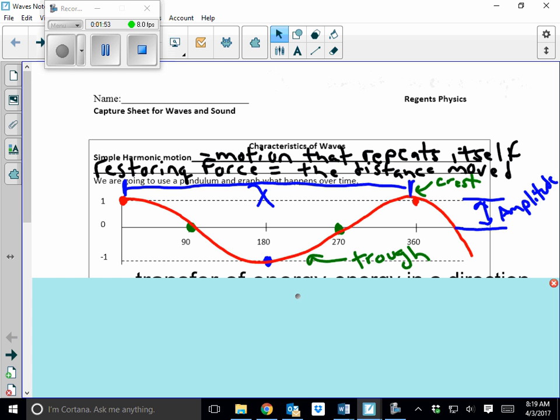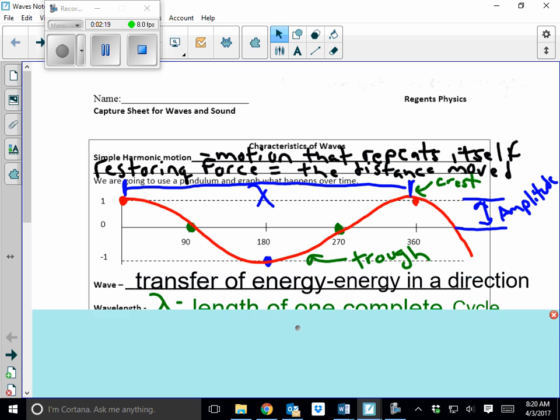In this case, it's a cosine wave, but I could shift it 90 degrees over, and it would become a sine wave. So, as you can see, this has a certain length, which we call wavelength, and there are parts of the wave that I'm going to teach you about now, because it's really important that you know the different parts of the wave.